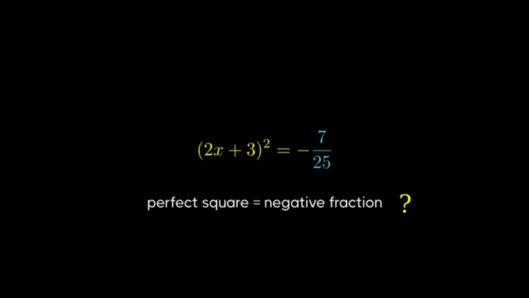This reveals something fundamental about our original equation. Since we've determined that a perfect square cannot equal a negative number in the real number system, our equation 7 plus 25 times the quantity 2x plus 3 squared equals 0 has no real solutions. We're looking at the equation 2x plus 3 squared equals negative 7 over 25. This is an interesting case because we have a squared term equal to a negative number, which will lead us into the world of complex numbers.